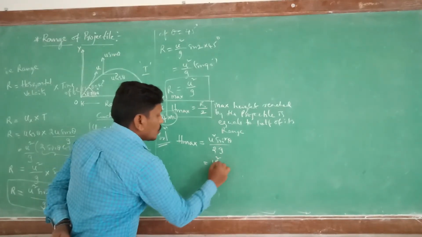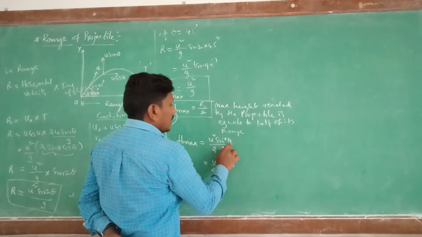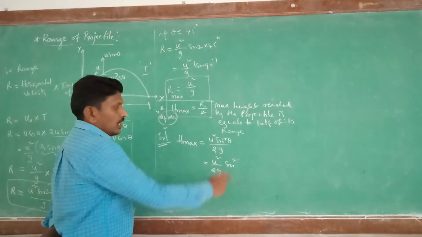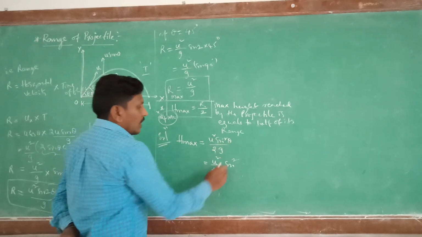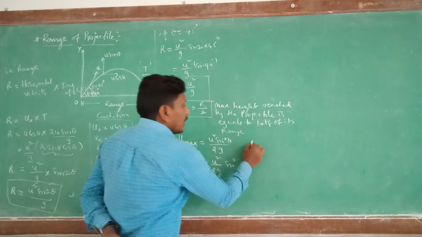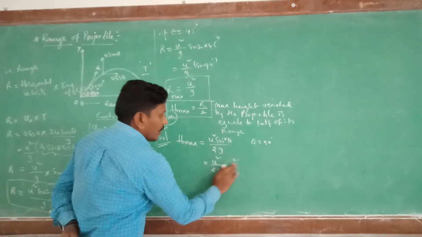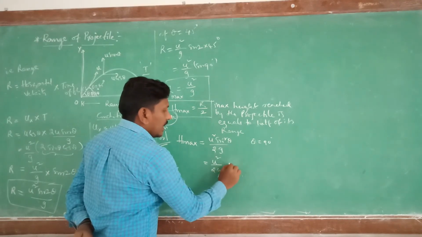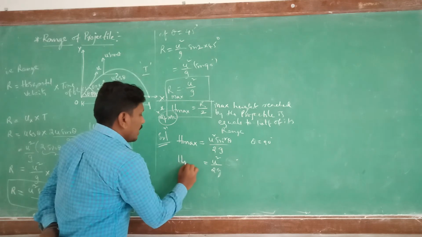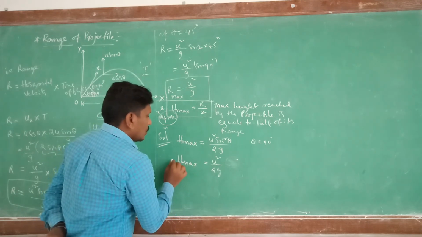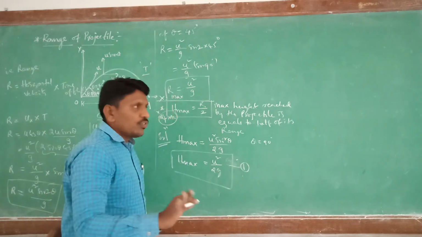This is u square by 2g, and we can write it as sin square theta. If theta is equal to 90 degrees, sin 90 is 1, and 1 square is only 1. So here h max is equal to u square by 2g. Let us consider this equation 1.